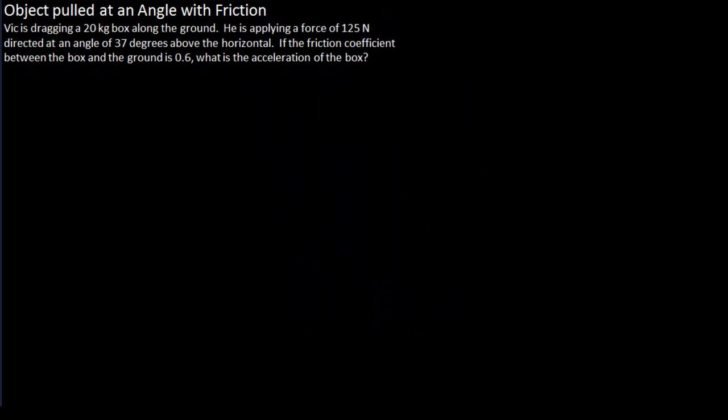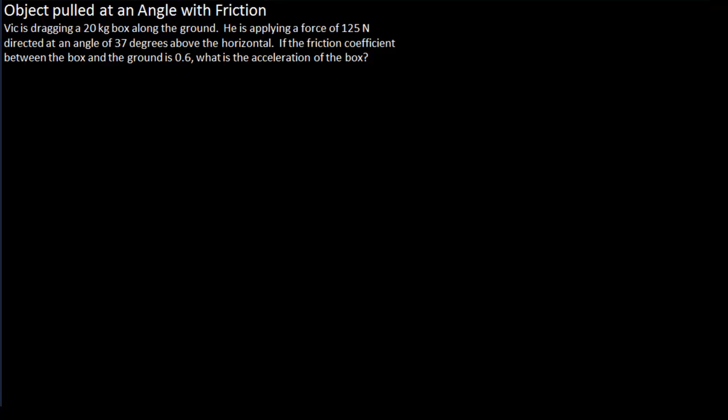This problem involves an object pulled at an angle with friction. Vic is dragging a 20 kilogram box along the ground. He is applying a force of 125 newtons directed at an angle 37 degrees above the horizontal. If the friction coefficient between the box and the ground is 0.6, what is the acceleration of the box?